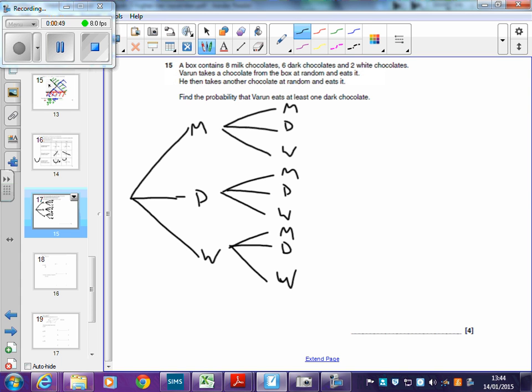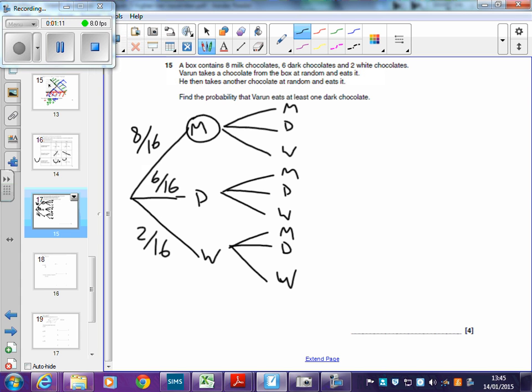Fantastic. Let's stick some probabilities on. There are 16 chocolates in the box originally. 8 of them are milk chocolates, so the original probability is 8 out of 16. Of dark chocolate, 6 out of 16, and of white chocolate, 2 out of 16. Now let's go down this first branch. Let's imagine that the first one we've had is this milk one here.